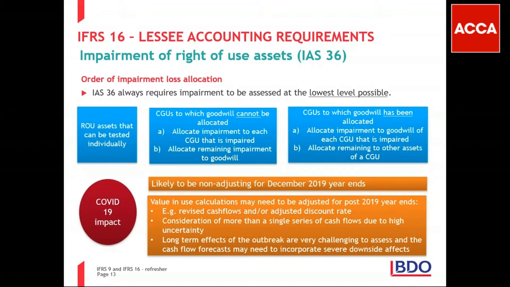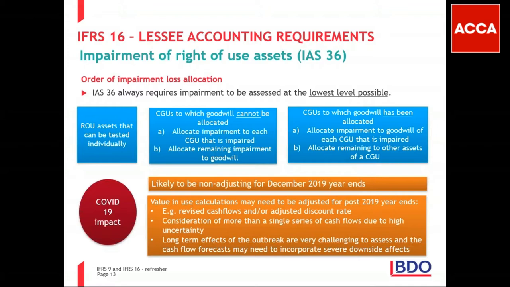Now, IAS 36 requires the company to test for impairment based on the conditions that existed at the reporting date. This means that for financial statements which are ending on 31st of December 2019, the COVID-19 pandemic is likely to be a non-adjusting event. But for financial statements which are ending on 31st of March 2020, the circumstances of the COVID-19 pandemic are required to be taken into consideration when calculating value in use. This means that it is likely to result in revised cash flows for the forecast or an adjusted discount rate to factor in the increased risk.